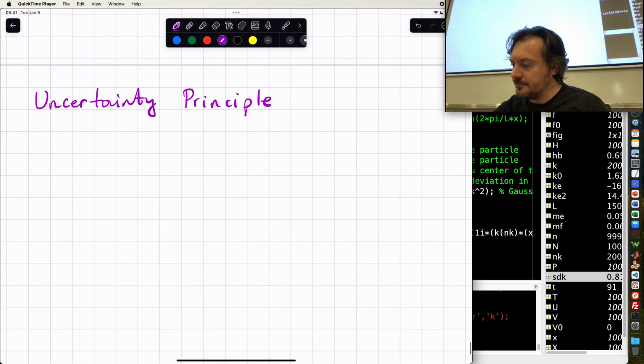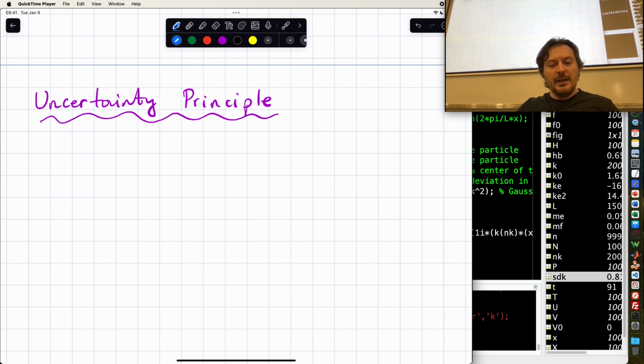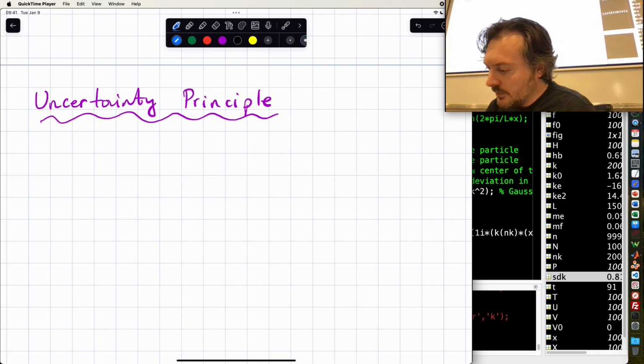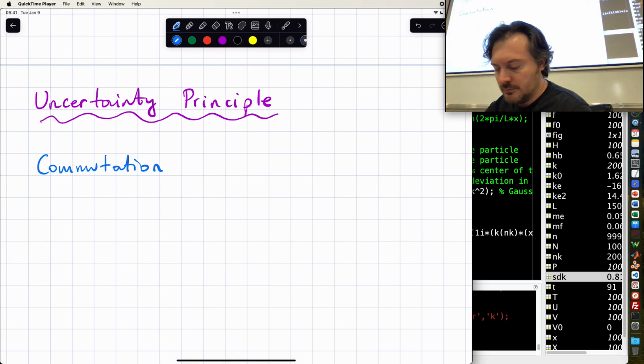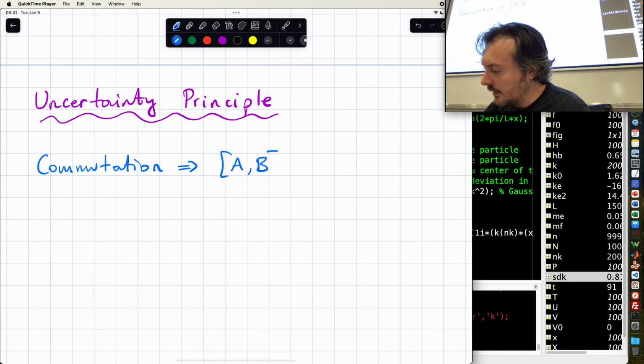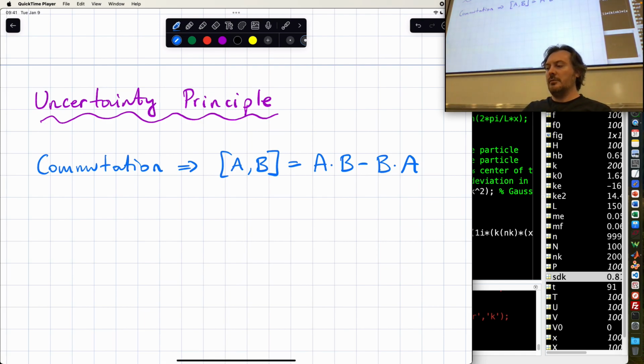uncertainty principle. So far we have actually explored it a little bit, but now I will give you a formal definition. Let me first of all remind you what commutation was. Commutation was this, right? The commutator of A and B is A times B minus B times A. And when it's 0, we say that two operators commute. When it's non-zero, we say that they don't commute.